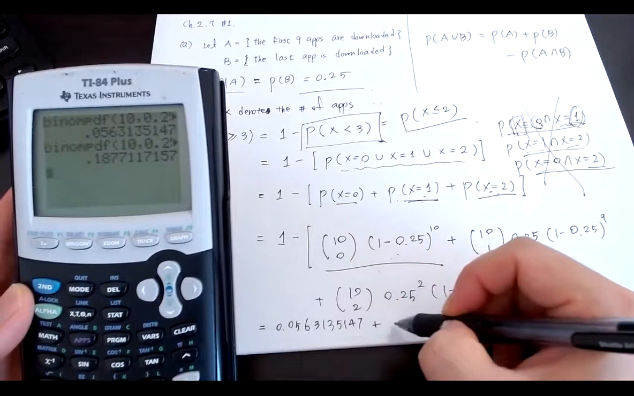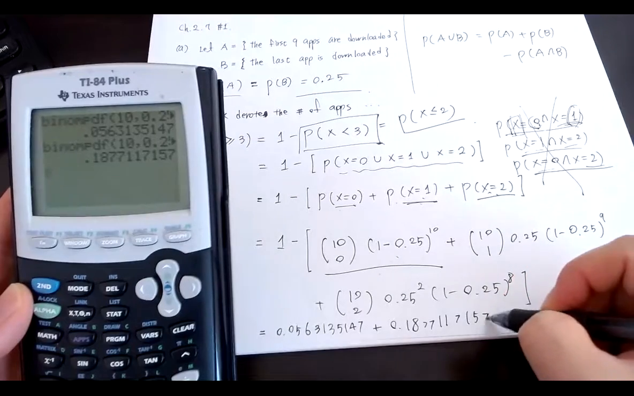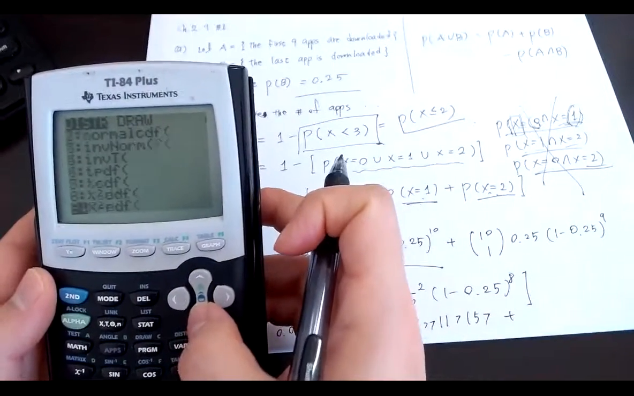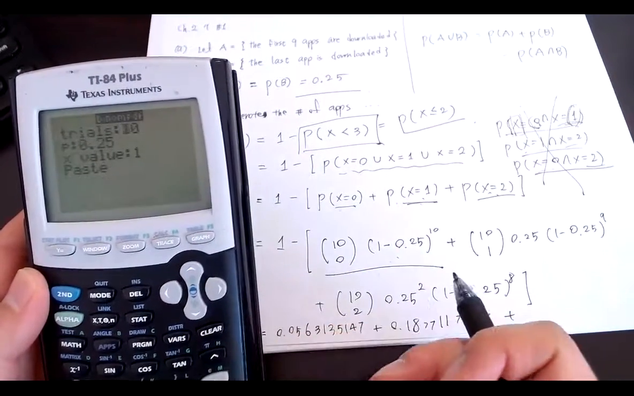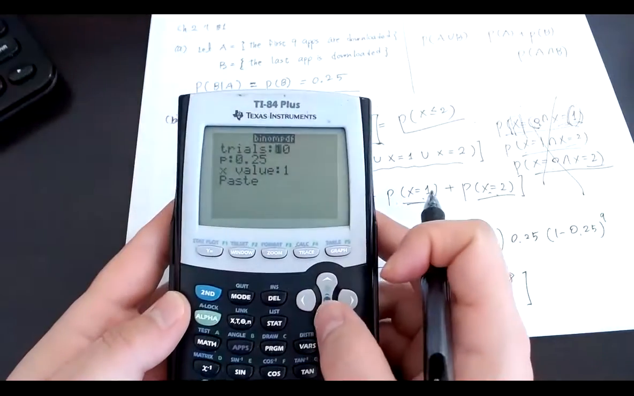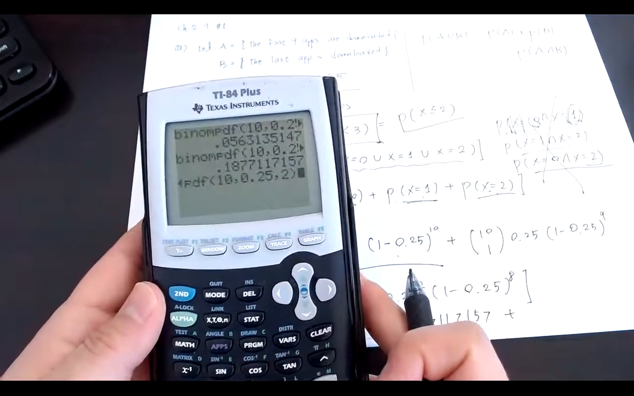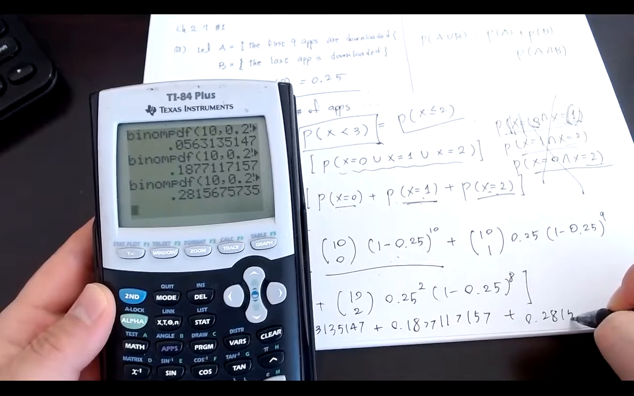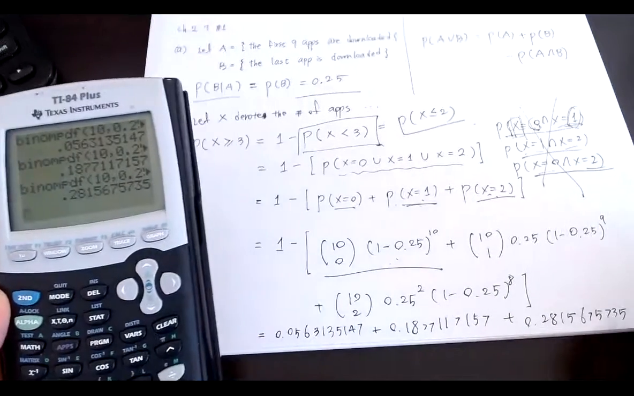0.1877117157. Okay, and then plus the next one is the binomial PDF, with the number of trials 10, the probability is 0.25, and the x value is not 1 but 2, so we got 0.2815675735. Okay, now we're adding them up.